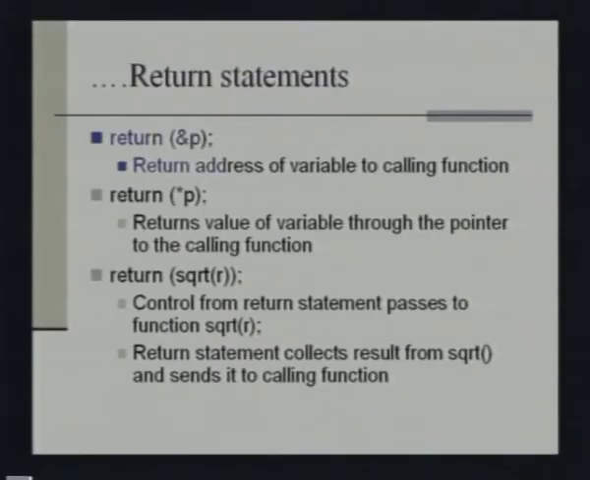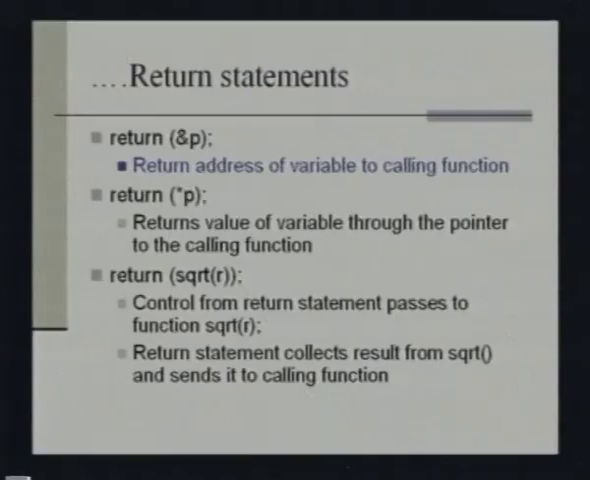The third type of return statement is return within parentheses, ampersand p. We have seen this ampersand operator. It is used to hold or signify or identify the address that is held by a variable. So this returns the address of this variable p to the calling function. The variable name is given here only as an example.